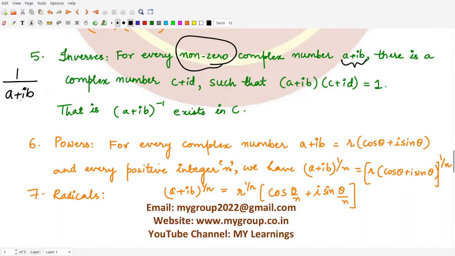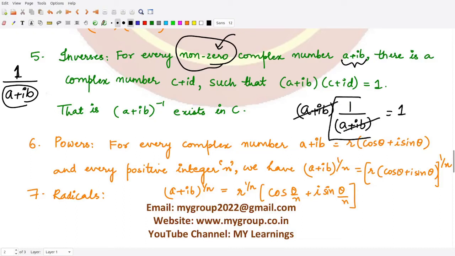So that means this a plus iota b is coming in the denominator, and if something is coming in the denominator, we do not want it to be 0. So we restrict that it should be a non-zero complex number. Another thing, if you wanted to calculate the inverse, that means you wanted to calculate 1 divided by a plus iota b, so that when you multiply a plus iota b with this 1 by a plus iota b, this and this cancel each other, so that you have 1 as the final answer.